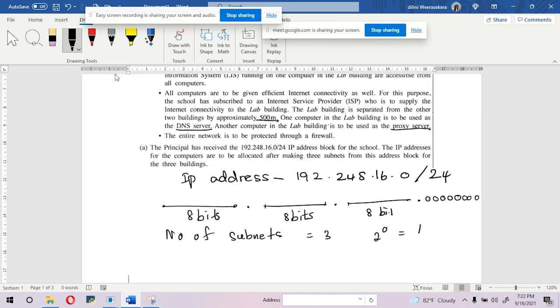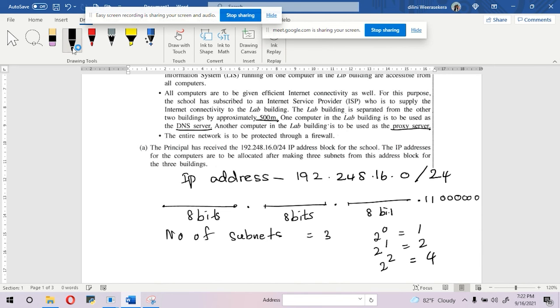At this moment, no bits are given to the host, so only one network can be created, 2 to the power 0, which is 1. We need 3 networks. Suppose we give 1 bit, 2 to the power 1. Then we can create 2 networks. That is also not sufficient. Then we give another bit to the network, 2 to the power 2, so 4 networks can be created. That means we have to give 2 bits as the network.